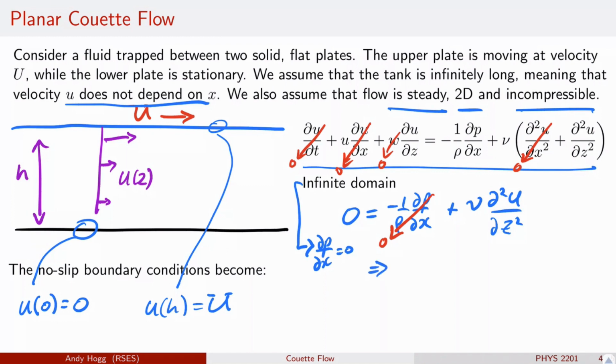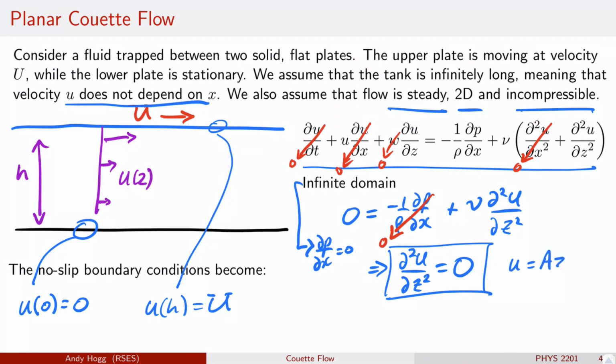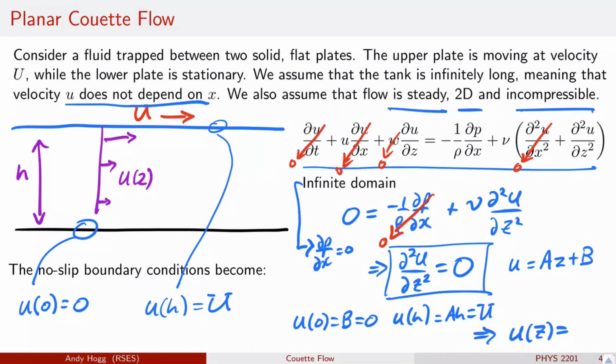And so we end up with the very simplest equation we can get out of the Navier-Stokes, and that is d²u/dz² is just 0. In other words, u is linear. If we write u equals az plus b, then we know b has to be 0 because u of 0 is 0, and we know that u of h is equal to U, and that gives us u as a function of z is equal to Uz/h. So this is the solution to planar Couette flow, where we have a linear velocity gradient in between the two plates.